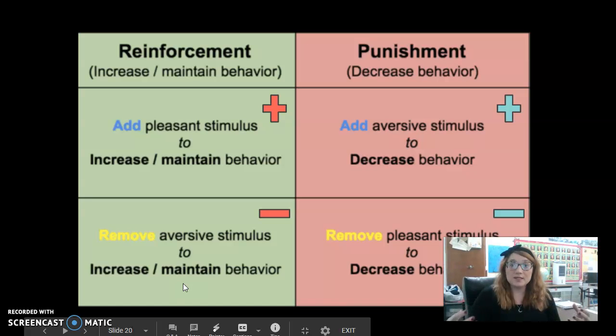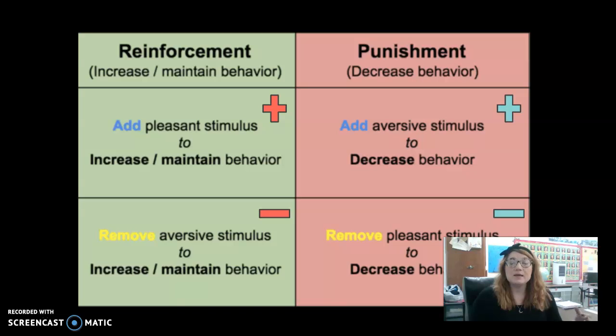So if we were to look at this idea as a whole on a chart, you can see that positive and negative simply means adding or subtracting. So for reinforcement, if you want to increase a behavior, you will add a pleasant stimulus or you will decrease something unpleasant. And for punishment, if you want to decrease a behavior, you will add an unpleasant stimulus or you will remove a pleasant stimulus.